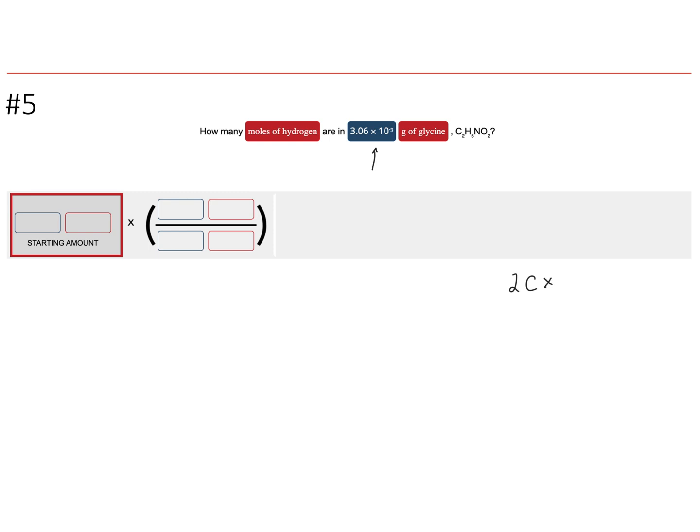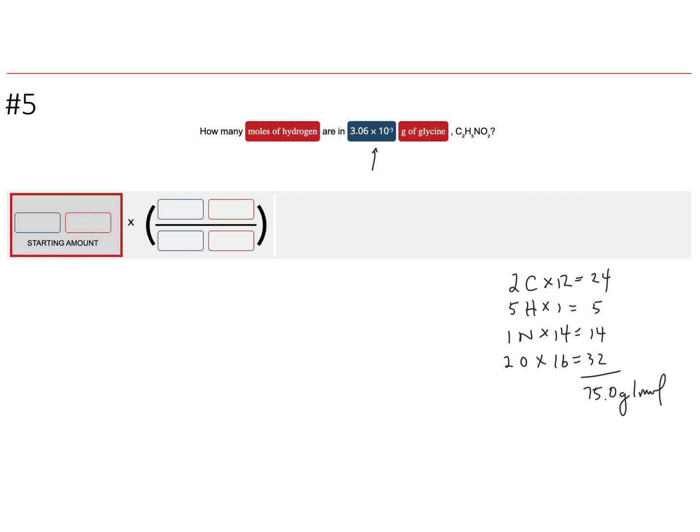The first thing we need to know is the molar mass of glycine. I've got 2 carbons at 12 grams per mole, 5 hydrogens at approximately 1 gram per mole, 1 nitrogen at 14 grams per mole, and 2 oxygens at 16 grams per mole. So that is 24 plus 5 plus 14 plus 32. The molar mass of glycine is about 75 grams per mole.